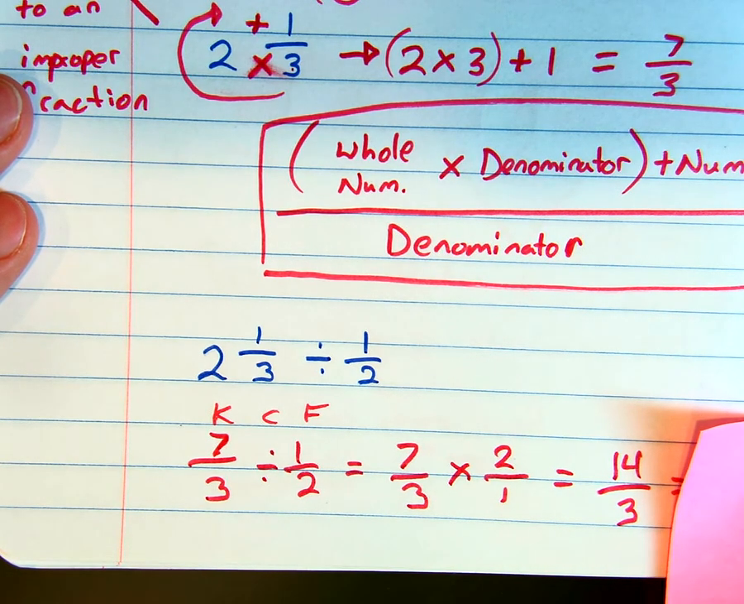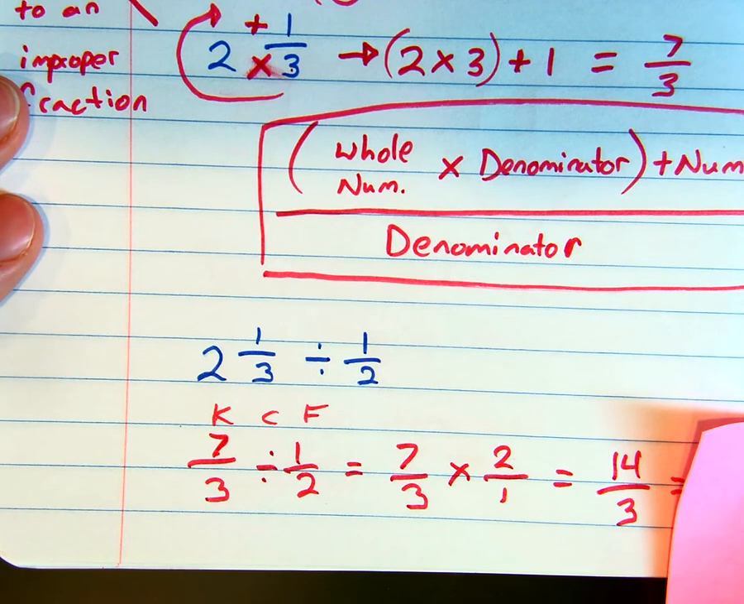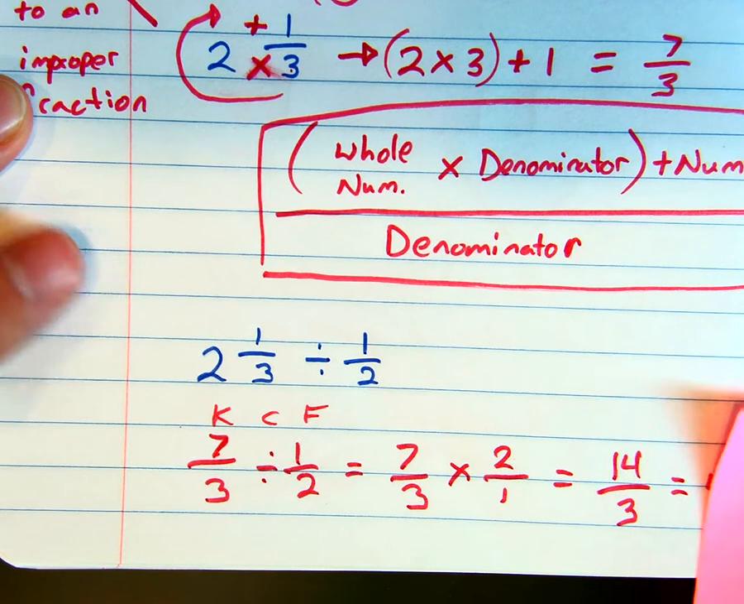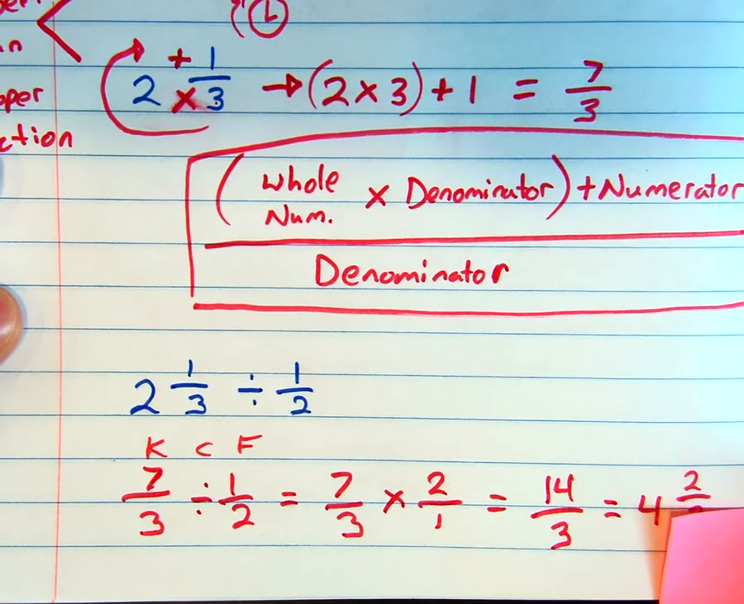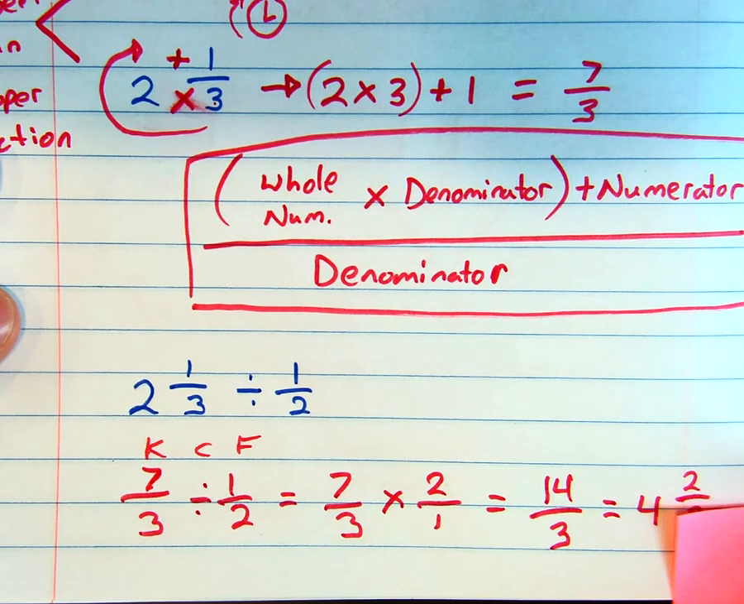Now we divide it down. 14 divided by 3. How many 3's fit in there evenly? Well, sure, that's 4, because 4 times 3 is 12, and I'll have a remainder. The remainder becomes my numerator, and I keep my denominator.